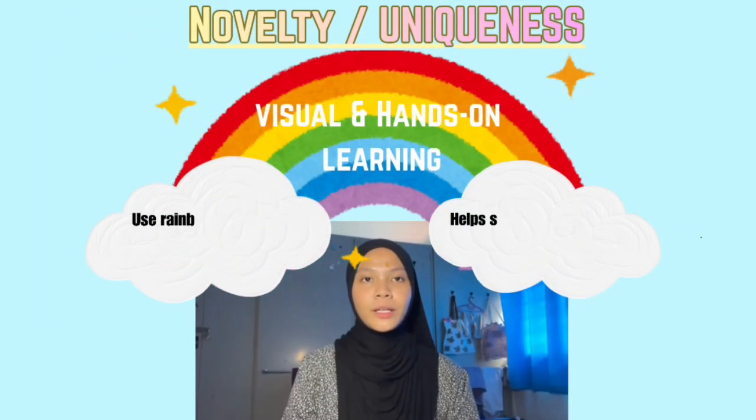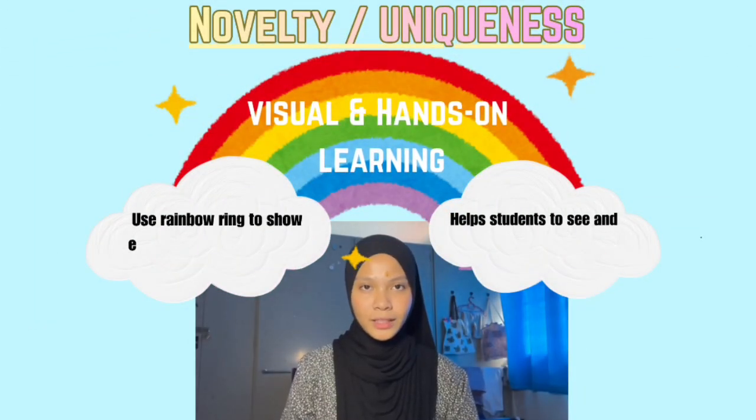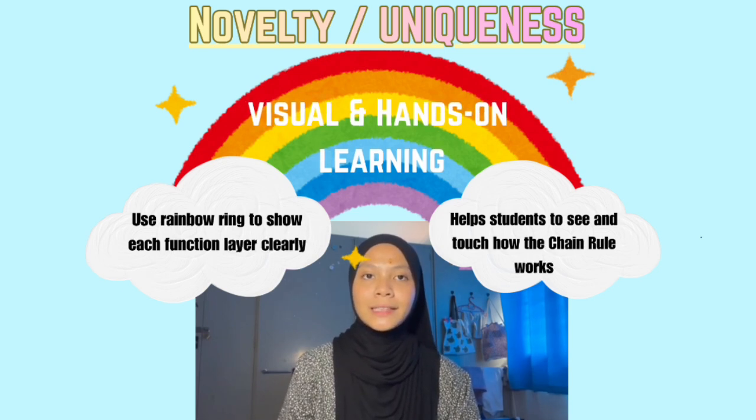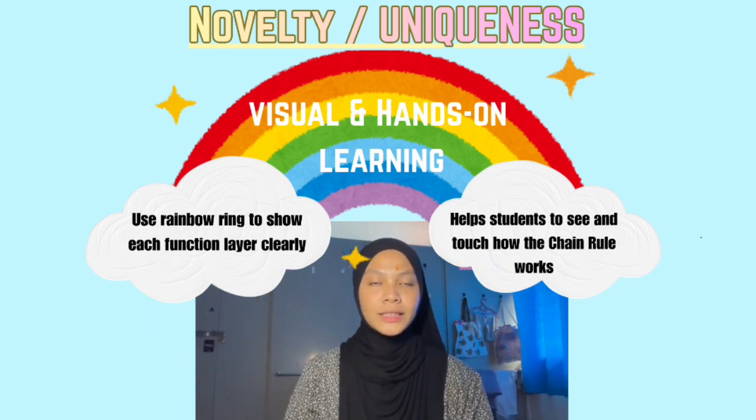We use a rainbow ring concept to represent each layer of a function. Each color shows a different step in the chain rule, so students can see the process clearly instead of memorizing formula. Through this design, students are not only learning by listening, but also by seeing and touching. This helps them understand how the chain rule works step by step. Compared to traditional teaching methods, our innovation makes learning more interesting, interactive, and easier to understand. It also helps students to remember concepts better and reduce confusion.